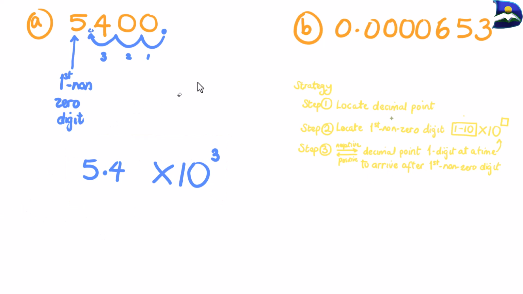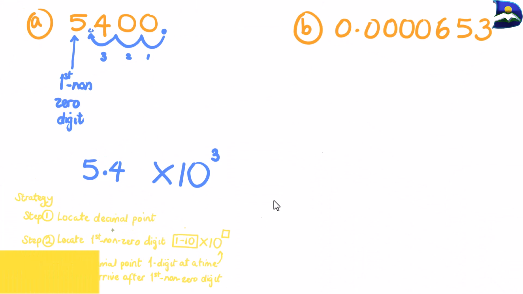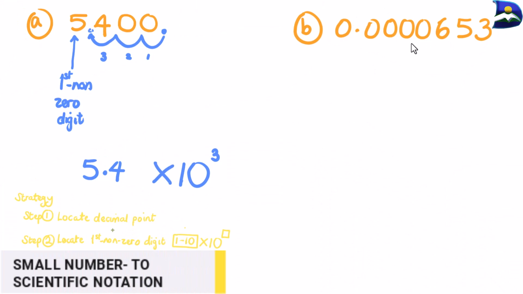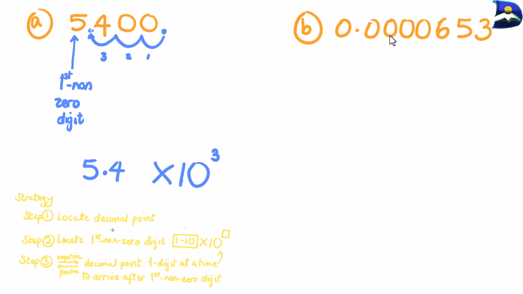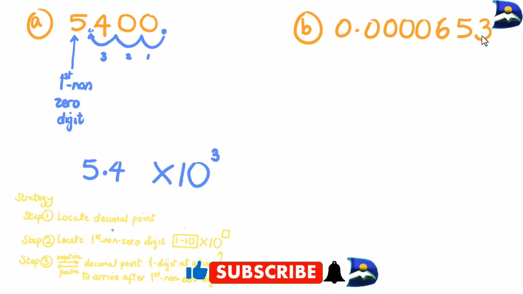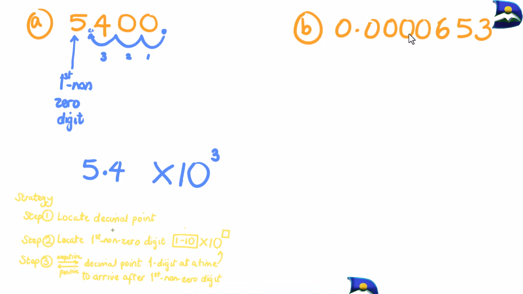We are going to try now B. Finally, we are given a small number that is 0.0000653, and we're going to convert this to scientific notation. In order for us to accomplish this, all we have to do is follow our first step, which is to locate a decimal point, which we have located to be right here.